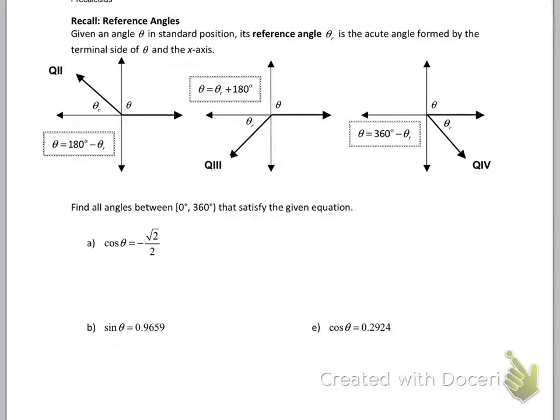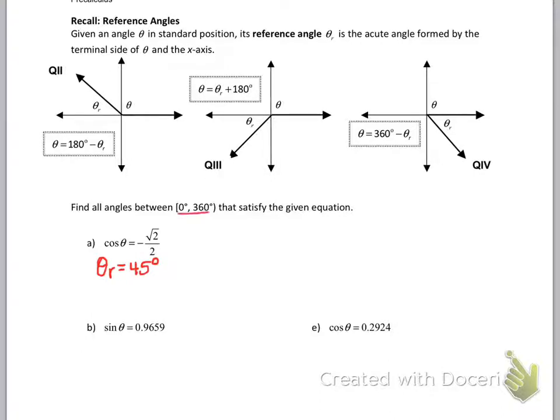So I can use my chart because root 2 over 2 is in our chart. If we go to cosine theta, then go down to root 2 over 2, we get 45. So we state that our reference angle is 45 degrees.